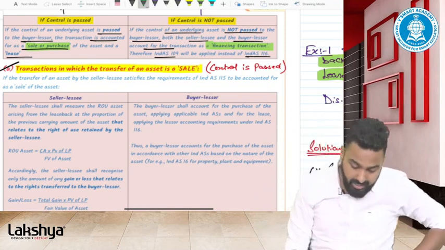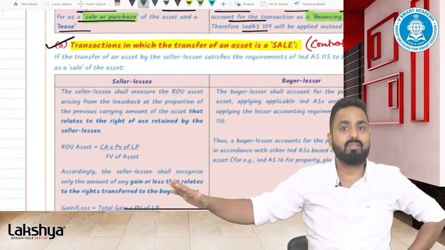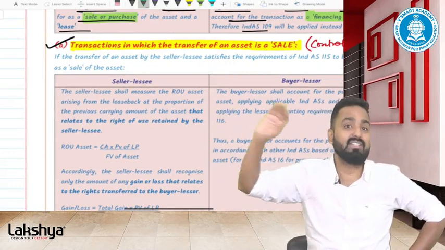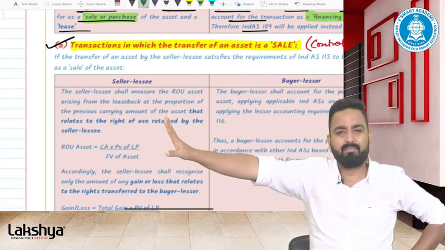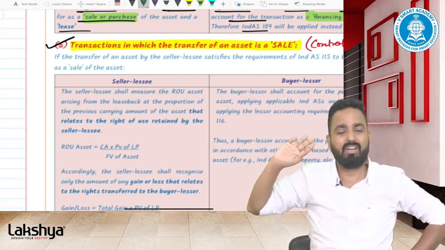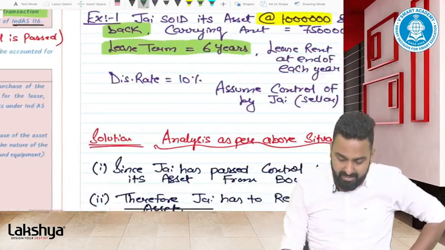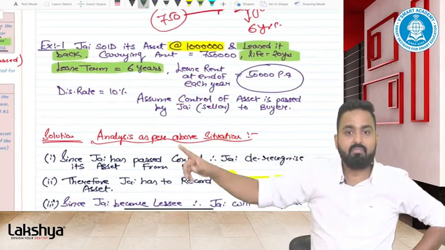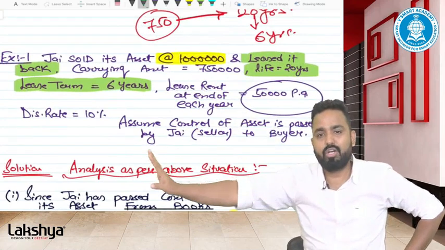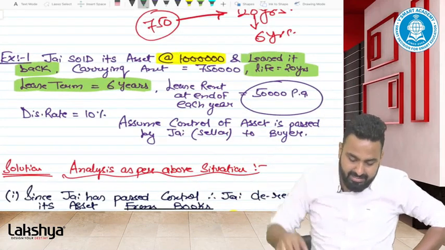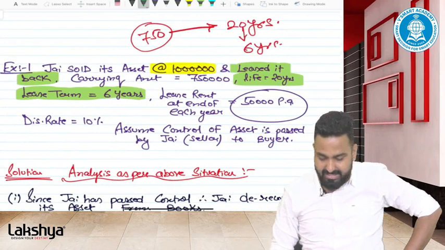Okay, it's clear. Now, as far as seller lessee is concerned, I will not read these points. We will read these points after discussing one example, because there is a bit of confusion in the seller lessee's accounting treatment. So I will discuss with you one example which is already written here. Please do not concentrate on the solution part. Just write the example only, please.